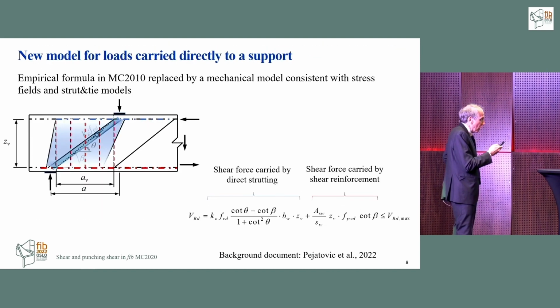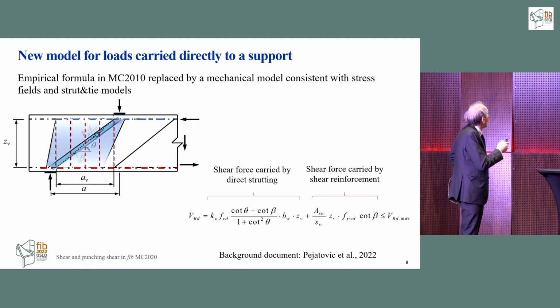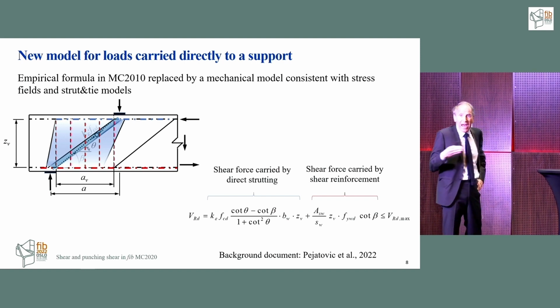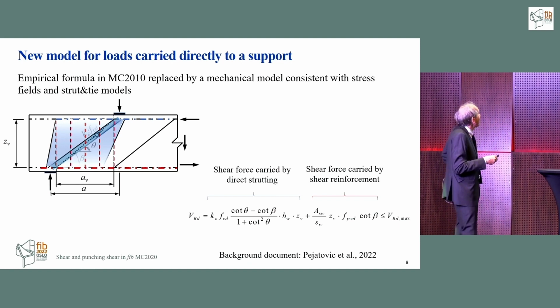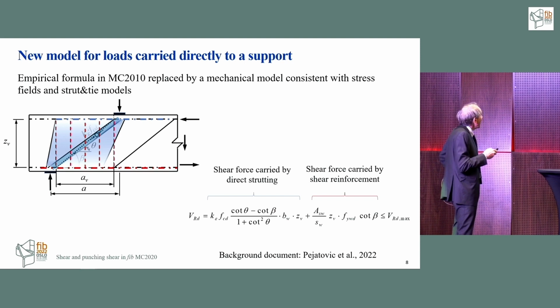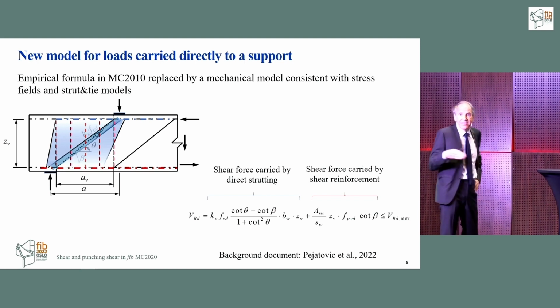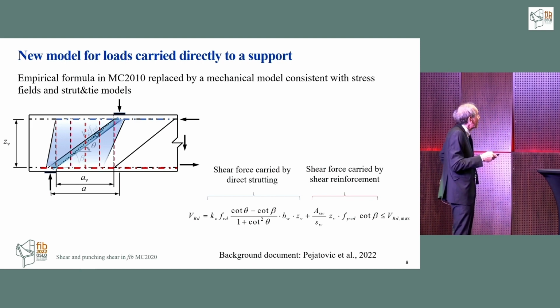We have seen in the past that very often the compression field has been used also for very small compression field inclinations, also for cases where we have concentrated loads acting very near to the support. And we had in the past empirical formulations to solve this problem. Here, what we have done now is derive analytically from a stress field and the strut-and-tie model a formula which gives exactly the same result as a strut-and-tie model or a stress field. And the formula looks in fact quite simple.